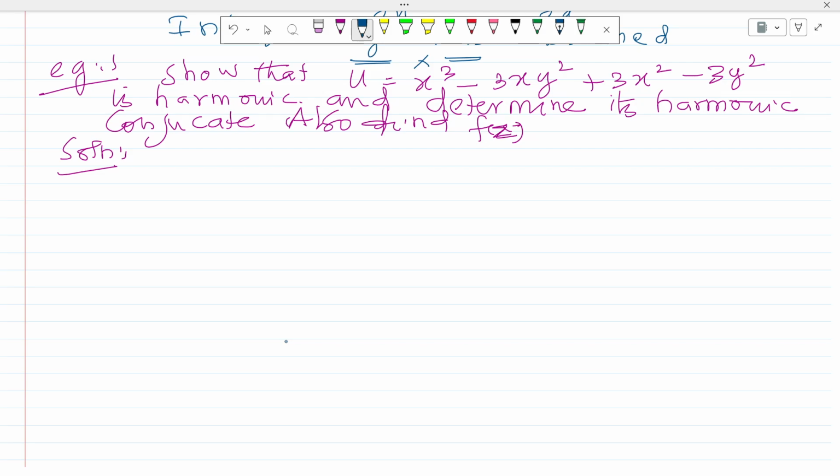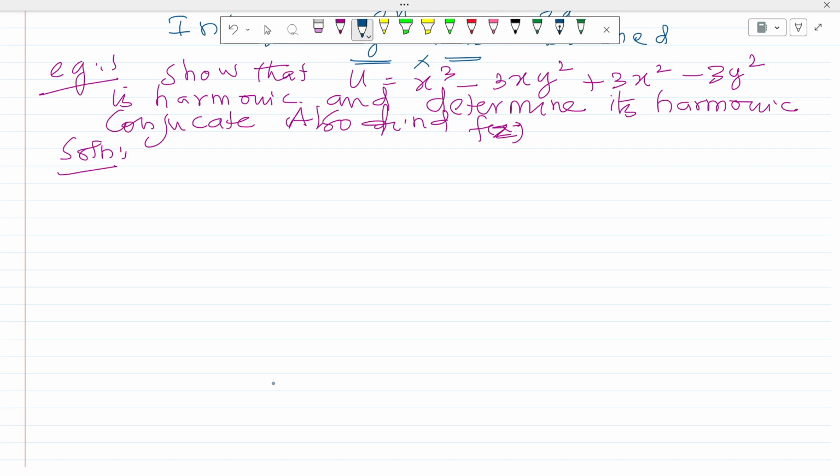Listen, there are three questions here. u is given, and there are three things you have to prove or find. One is to show that it is harmonic, first one. Second, we have to find the harmonic conjugate: u is given, you have to find v. Then third, you have to find the analytic function f of z. So three questions are there here. So first one.